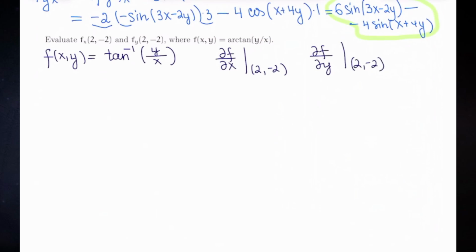Okay, all right, let's go ahead and do that. So df/dx, this is the partial of tangent inverse of y over x with respect to x. Okay, so tangent inverse prime, what is this? That would be 1 over 1 plus whatever my argument is squared, and then by chain rule times d/dx of y over x.